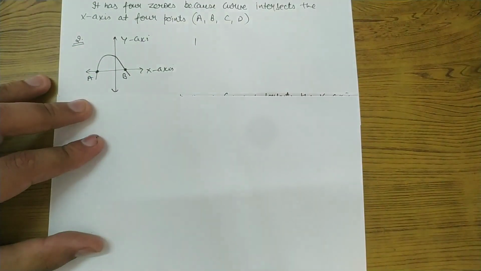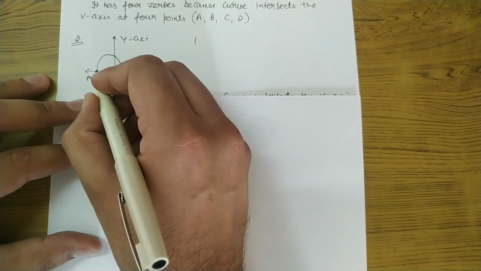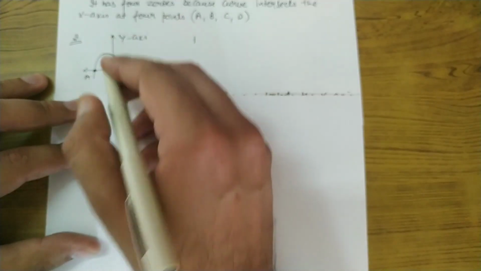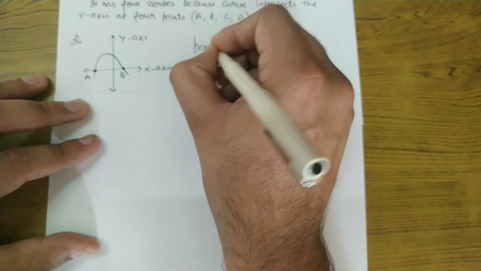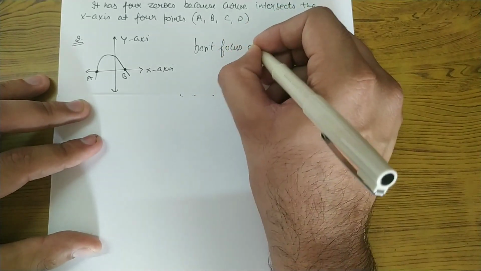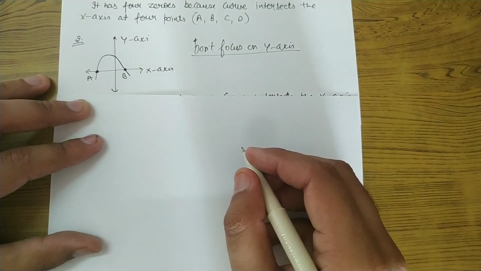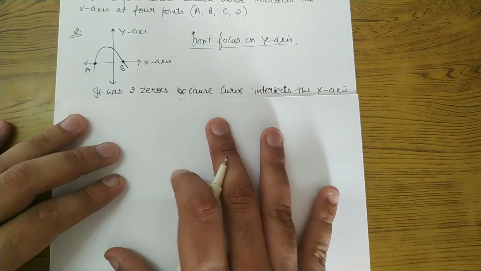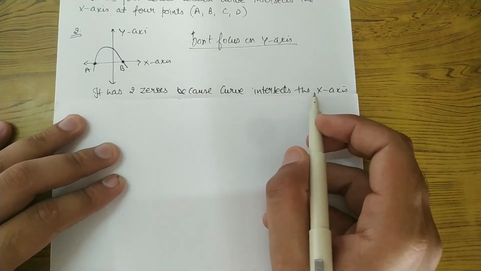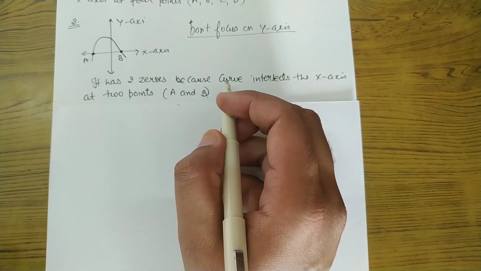Now the next example, the second curve. In this graph, a curve is intersecting the x-axis at 2 points, and it is also intersecting the y-axis, but we will not focus on the y-axis. We will see the points of intersection only with the x-axis. Now it has 2 zeros because the curve intersects the x-axis at 2 points A and B. So graphically we can easily find the number of zeros.